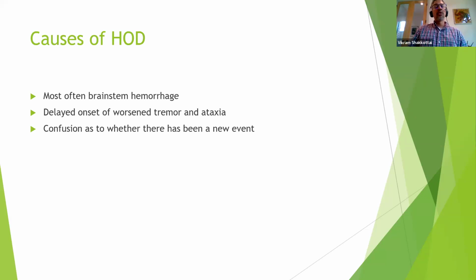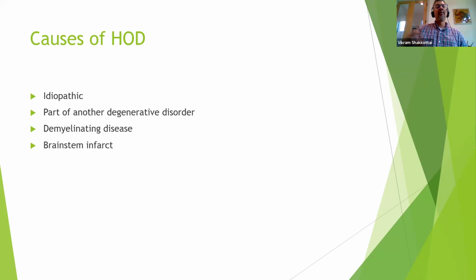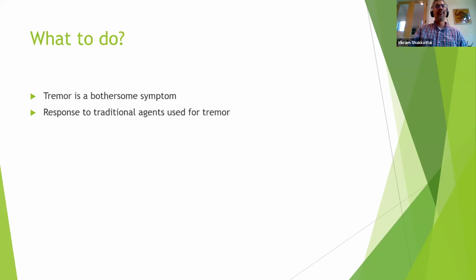Sometimes this leads to confusion as to whether there has been a new event, whether there's a new bleed that's causing this worsened tremor and ataxia. I also see patients who don't have a history of brainstem hemorrhage and see it as part of a different neurodegenerative disorder, sometimes multiple system atrophy of the cerebellar type, sometimes multiple sclerosis with a demyelinating lesion, which is what's seen in multiple sclerosis in the brainstem, or a brainstem infarct, which is where there's blockage of a blood vessel rather than bleeding within the brainstem.